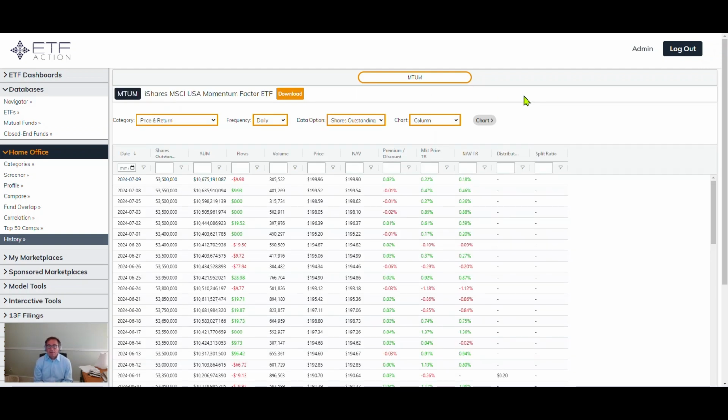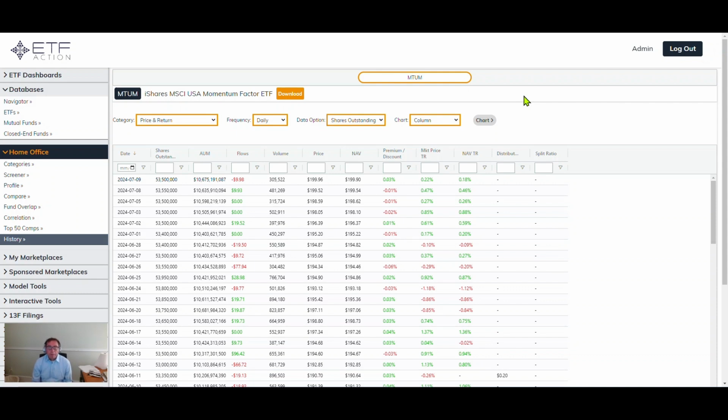I'm doing this because MTUM is a very high turnover strategy based on dynamics in the market: what sectors, what companies are exhibiting the highest momentum. That's how they rebalance on a quarterly basis. So I use that as an example.